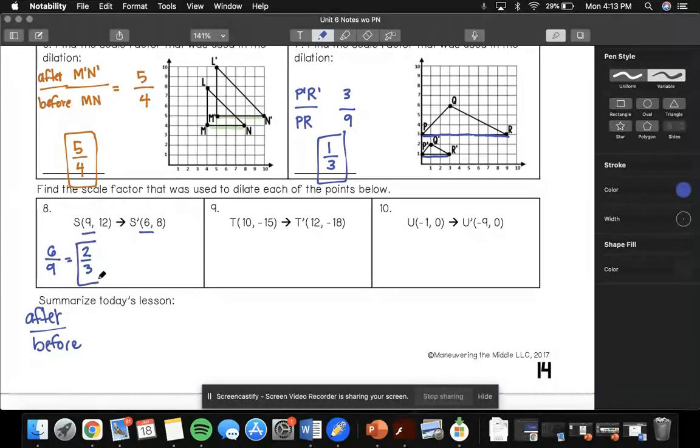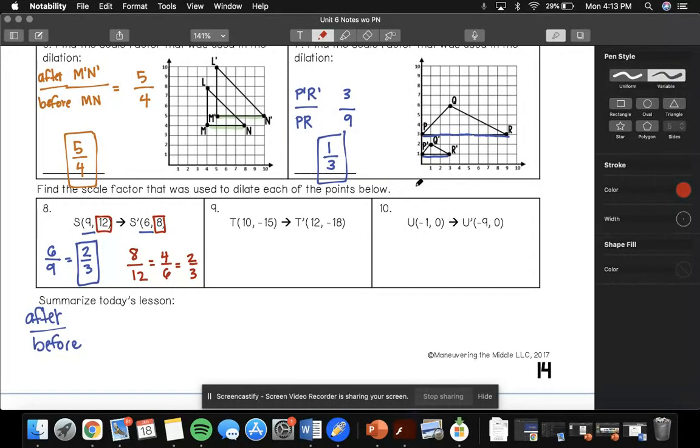So if we're right, if we check our y coordinates, we should hopefully get the same thing. So we're going to check the same thing. Our y, compare our after to our before, and that would be 4/6, which is also equivalent to 2/3. So our scale factor is 2/3. All right. I'm going to have you guys do number 9, so we'll do number 10 together.